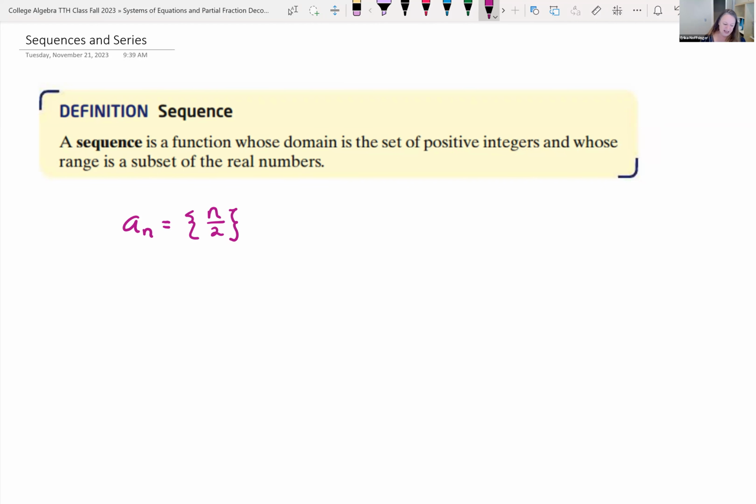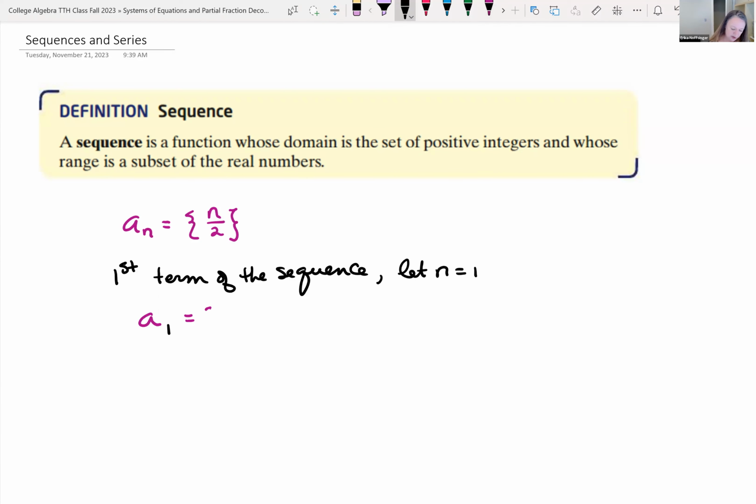We say that numbers that are a part of our sequence are elements of the sequence, or terms of the sequence. So if I wanted to find the first term of the sequence, I would just let my n be 1. So looking at this, a sub 1, all I'm doing is going into the formula that it gave me to find my terms of my sequence and plugging in 1 for n. So in this case, I would have 1 divided by 2, which is 1/2.